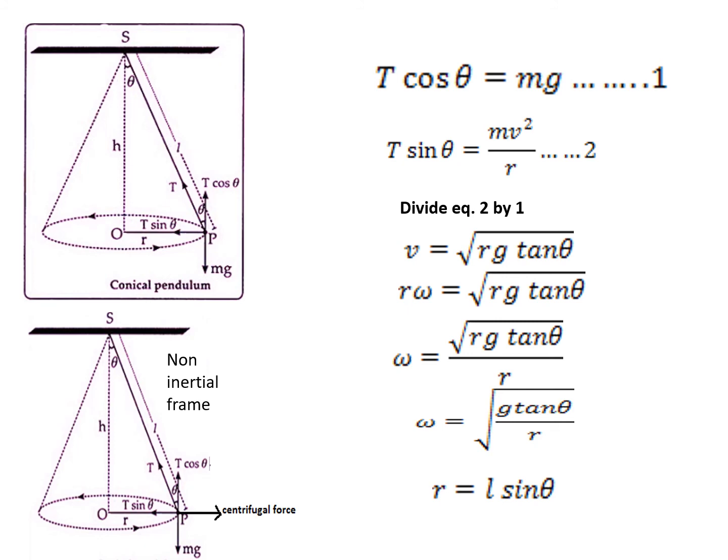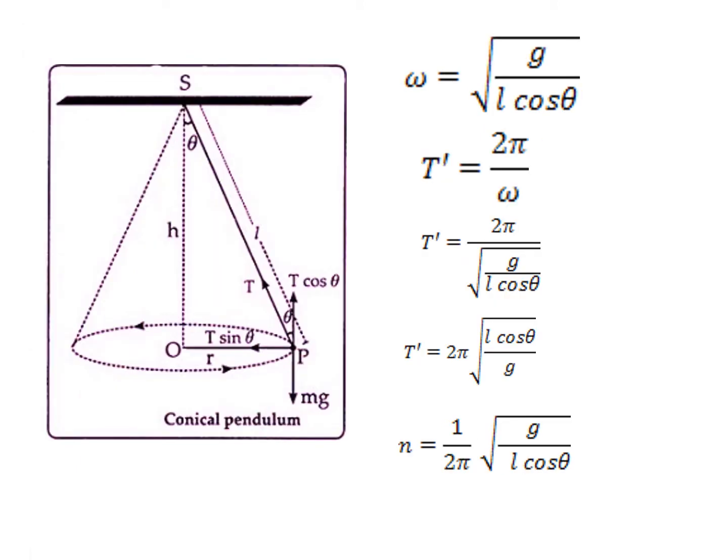But v is equal to r omega. So I can write r omega is equal to under root of rg tan theta. Therefore, omega is equal to under root of rg tan theta divided by r. So, doing the mathematical work, omega is equal to under root of g tan theta divided by r. Substituting the value of r from the above diagram, r is equal to L times sin theta. Substituting the value of r in the equation of omega, omega is equal to under root of g by L cos theta.